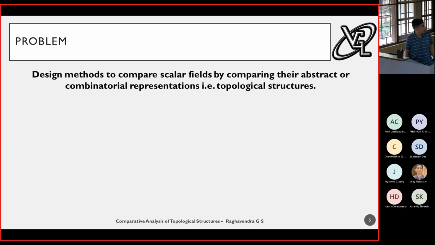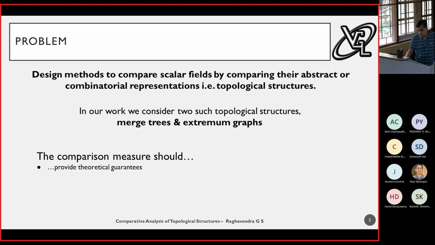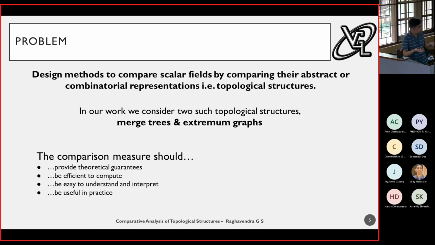So to formally state our problem, what we want to do is compare scalar fields, and we want to compare them through these topological structures, and we want to design methods which aid in this kind of comparison. In our work, we are considering two such topological structures. One is the merge tree and one is the extremum graph. Ideally, a comparison measure should provide some theoretical guarantees. It should be efficient to compute. It should be easy to understand and interpret. And finally, it should be useful in practice, in the sense that it should be able to handle reasonable size data and so on.